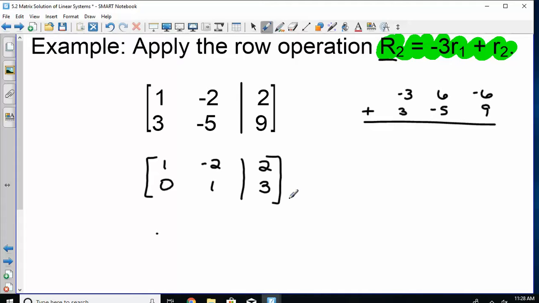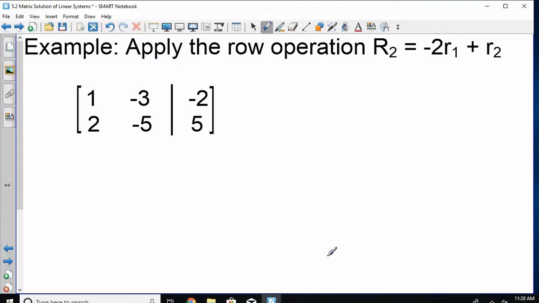All right, I'm going to give you guys a row operation to try. So which row did you change? Second one. Okay. So you're going to do -2 times row 1 plus row 2. So negative 2 times 1 is negative 2, plus 2 is 0. Negative 2 times negative 3 is 6, plus negative 5 is 1. Negative 2 times negative 2 is 4, plus 5 is 9. We get that?